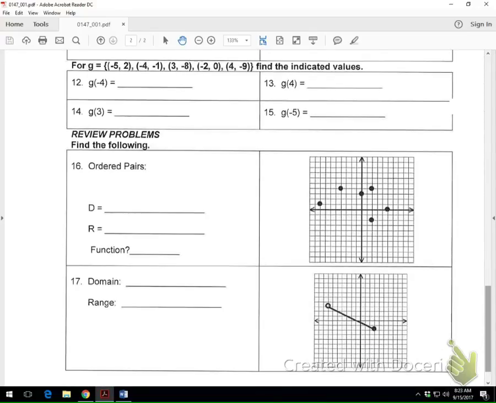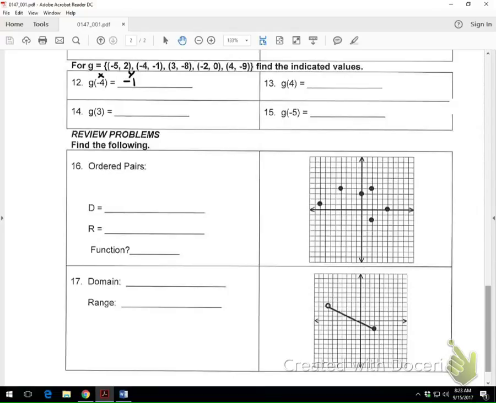12 through 15. All this is asking for is what other ordered pair goes with this, or what y goes with this. So if I go to g of negative 4, I go and find negative 4 on my x. Oh, boom, right there. What's the y with it? Negative 1. Remember we did this as xy coordinates yesterday? So all you're doing is finding the y coordinate with that x. So you're looking at these coordinates right above 12, 13, 14, and 15.